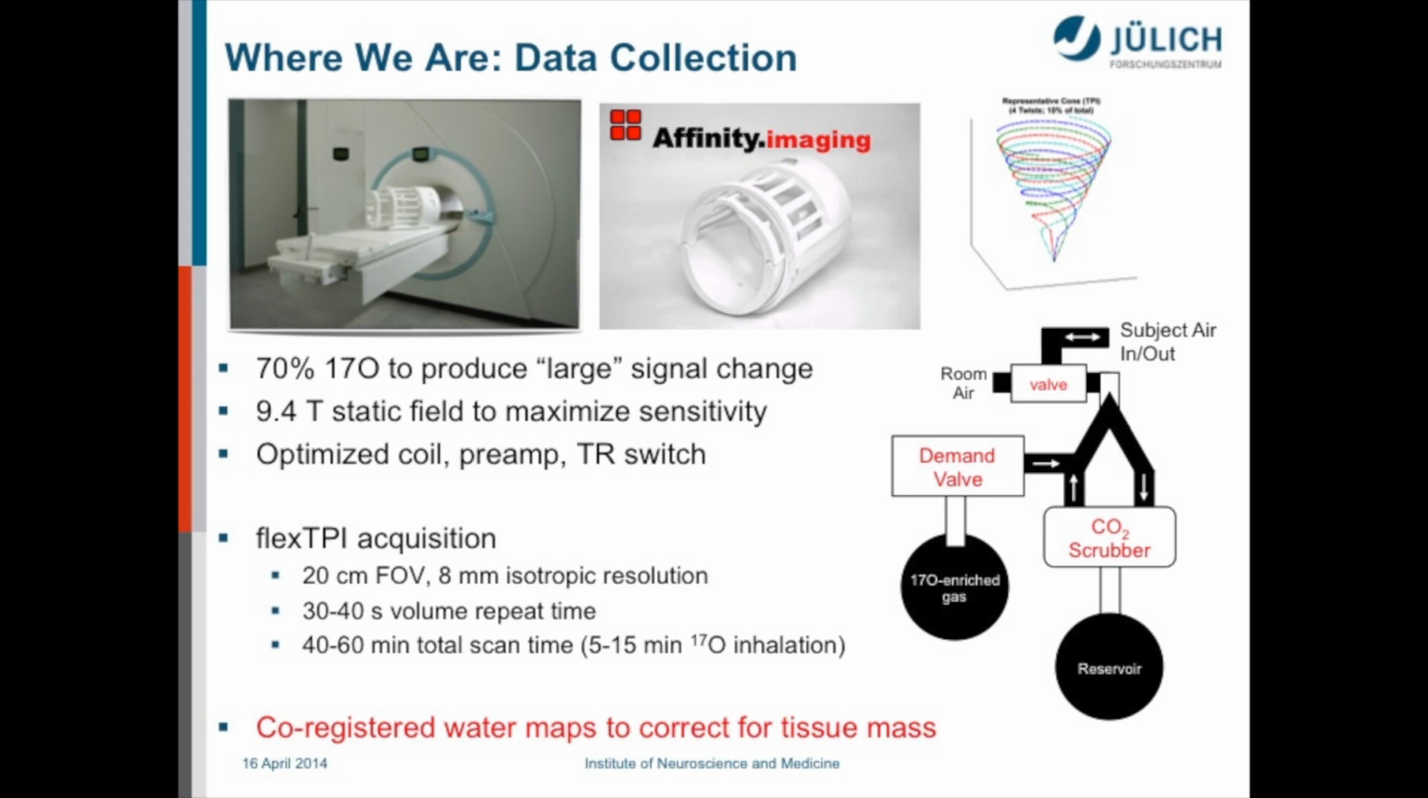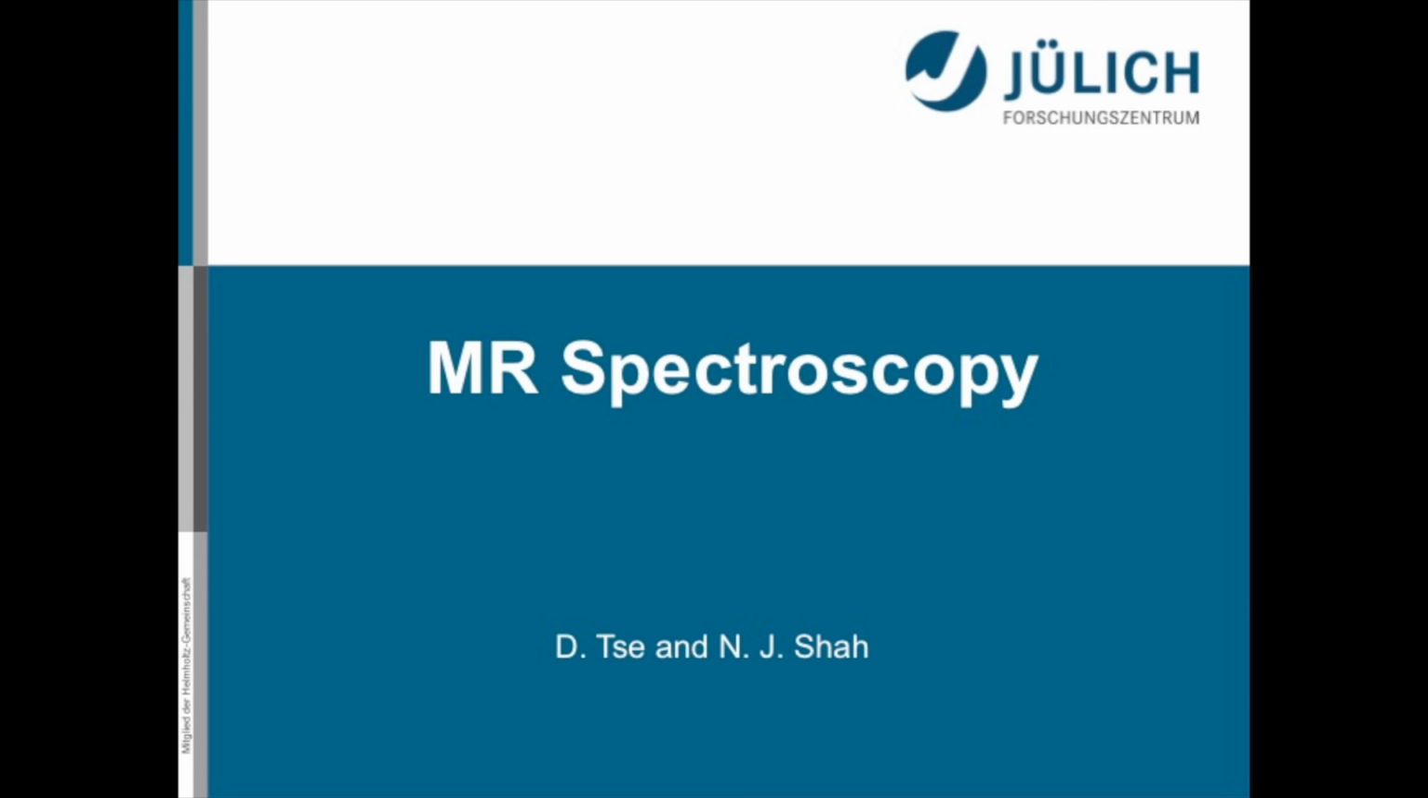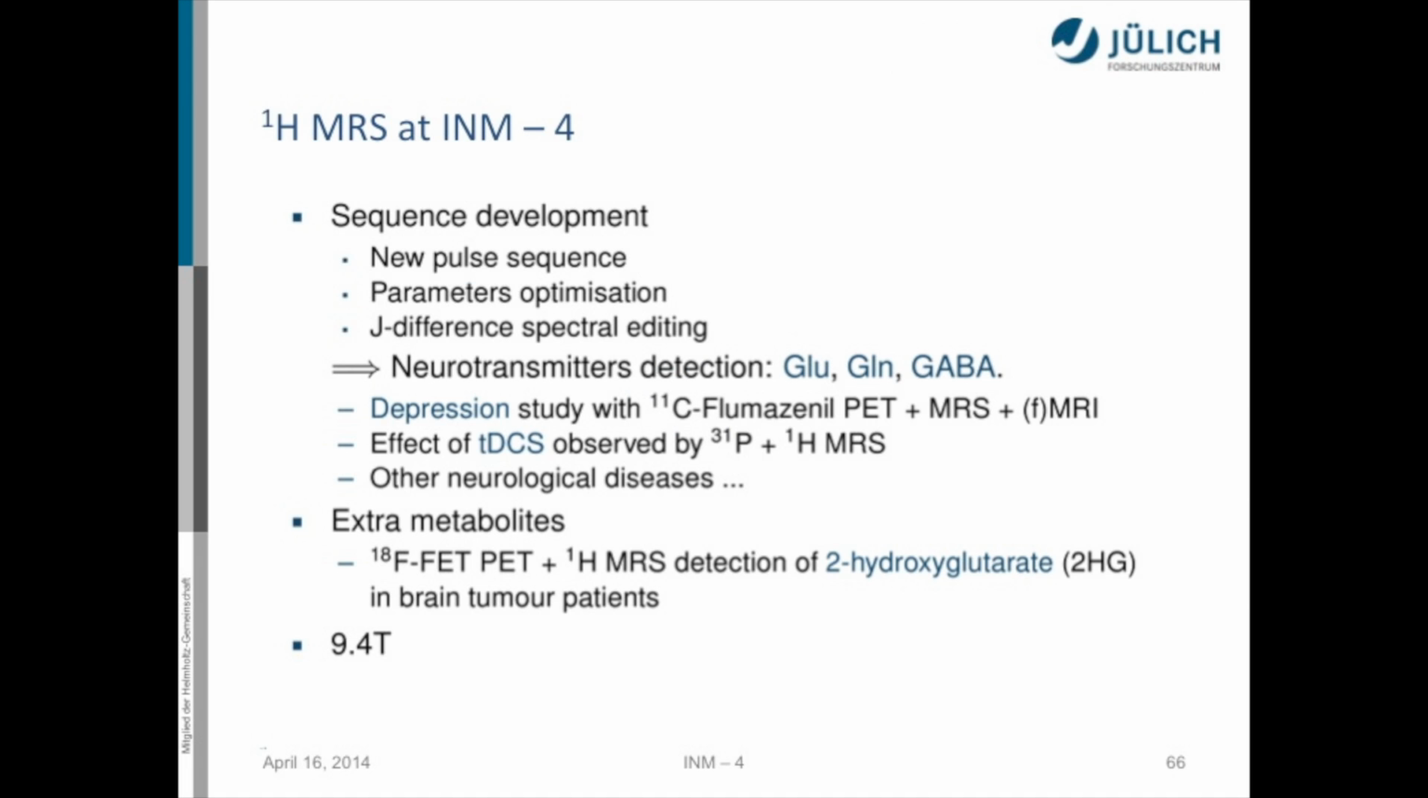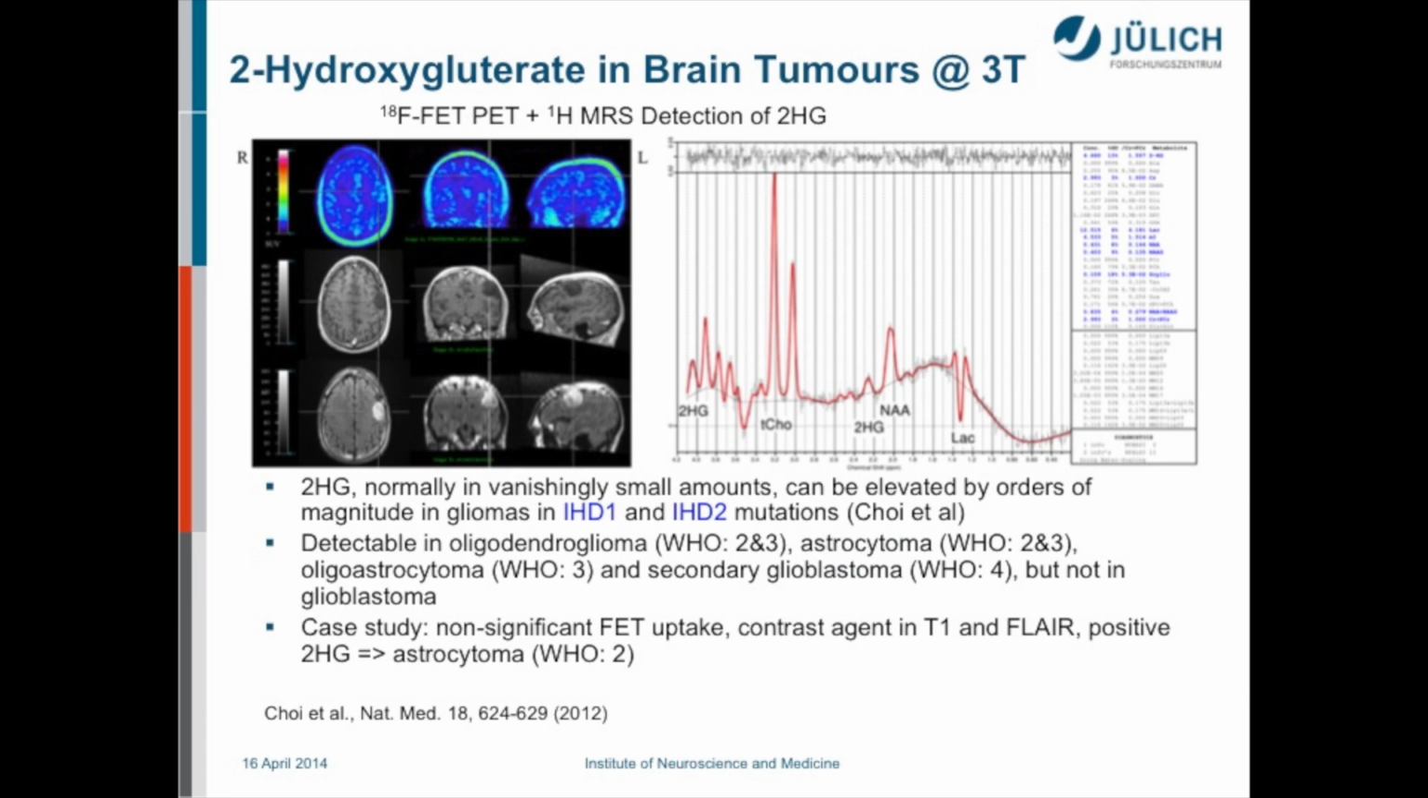And knowing the water concentration is also actually quite important for proton spectroscopy, which I'll deal with. We've been developing a lot of sequences, or reprogramming actually is more accurate, sequences in the literature at 9.4. So we want to try to detect glutamate, glutamine, GABA. We're running a couple of studies actually at 3 Tesla, looking in hybrid mode. I'll show you this example also, and want to do some work at 9.4. 2-hydroxyglutarate in tumours.